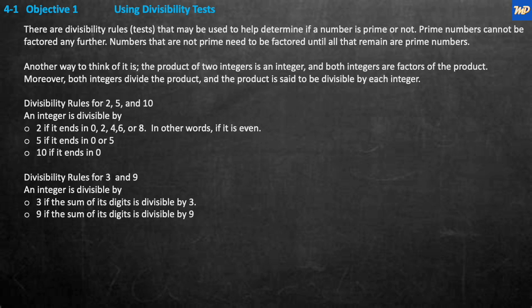How about divisibility rules for 3 and 9? An integer is divisible by 3 if the sum of its digits is divisible by 3. An integer is divisible by 9 if the sum of its digits is divisible by 9. We'll see some of those in future slides.